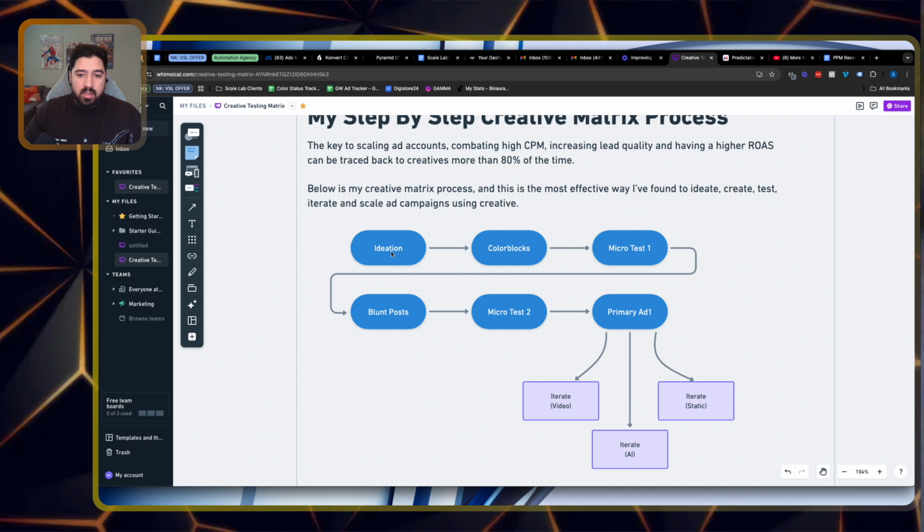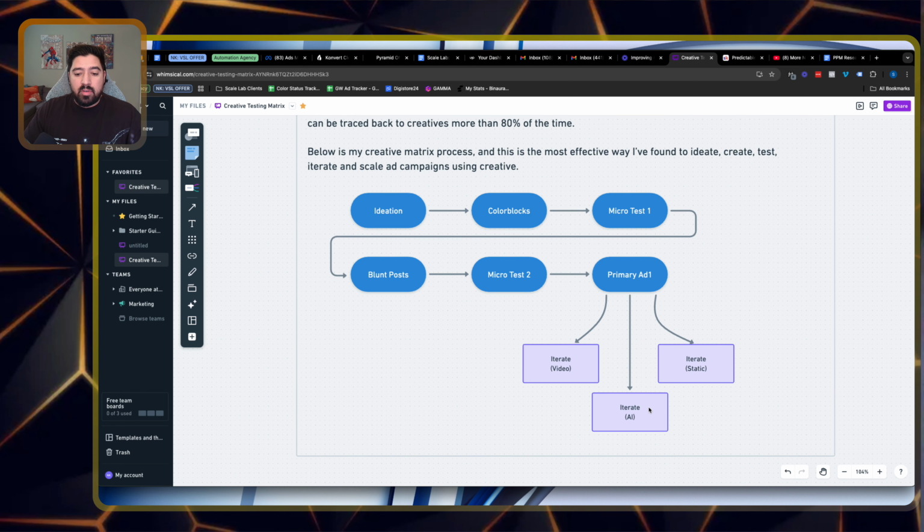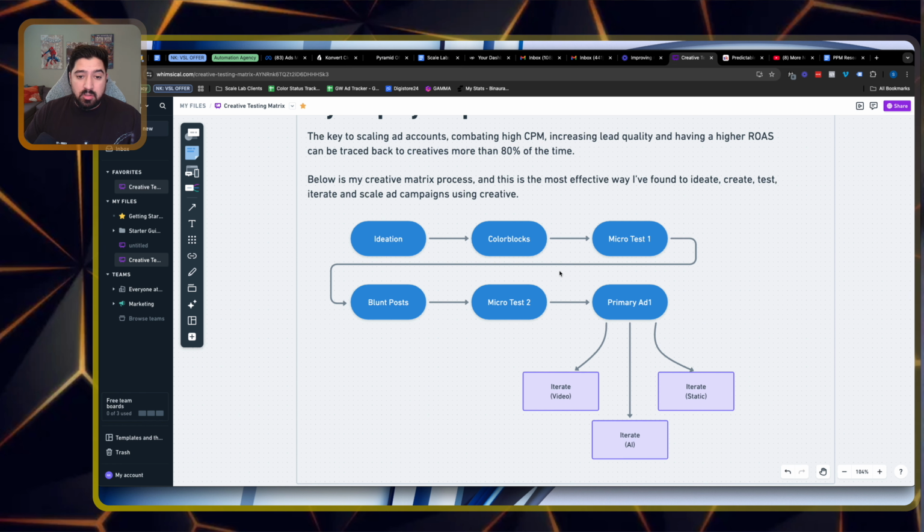We do that through two very specific kinds of creatives, one being a color block and one being a blunt post. I'll show what those look like in a second. But the idea is to figure out at the root what is actually causing the market to want to work with you, to want your solution, to want to solve their problem. These creatives really help that. From there, you do two small micro tests with each of these creatives, and then you end up with a primary ad. From that primary ad, you're going to be making a few different iterations and variations, and then basically you just rinse and repeat.